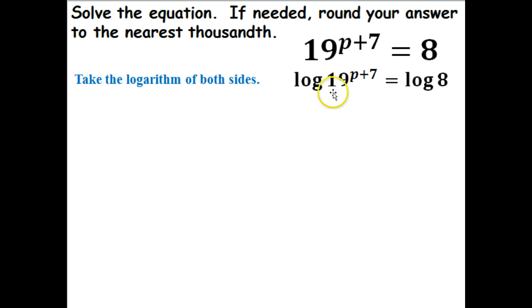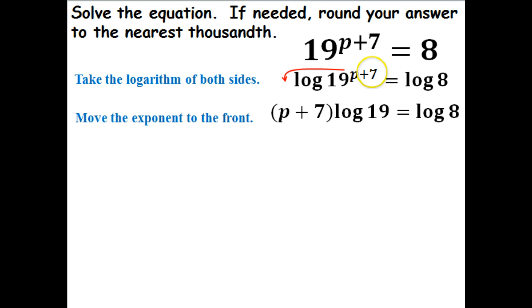So the reason why we're adding these logarithms is so that we can get rid of this exponent. And with our rules of logarithms, if we want to expand it, we take this exponent and we move it into the front. Okay, so then it's going to look like this. So I take that p plus 7 and I move it all the way to the front. Okay, so this is p plus 7 times log base 10 of 19.